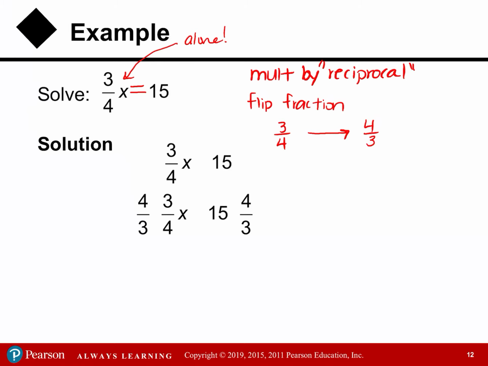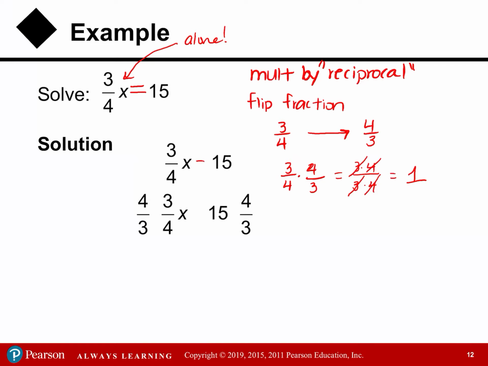And why do we aim to multiply by the reciprocal? That's because if we multiply by the same fraction flipped, we see that they give us 1 in return. 3 divided by 3 is 1, 4 divided by 4 is 1, so we get 1 in return.